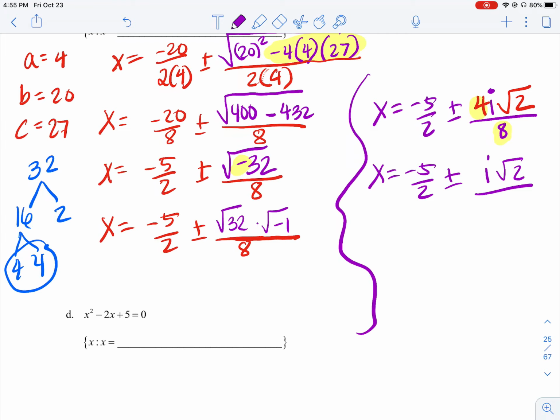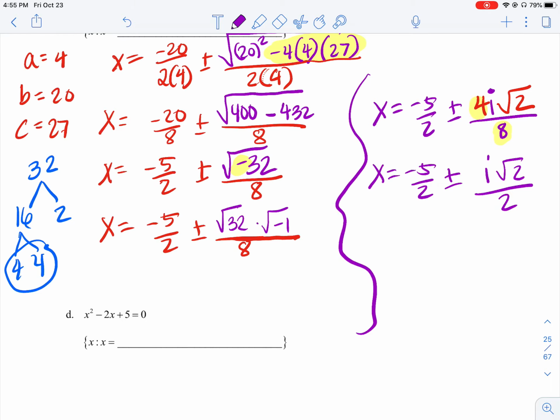So our final answer is i squared. 4 divided by 4 is 1, so I can put 1i in there, but you don't really have to. 8 divided by 4 is 2. So our final answer is negative 5 over 2 plus and minus i square root of 2 over 2.